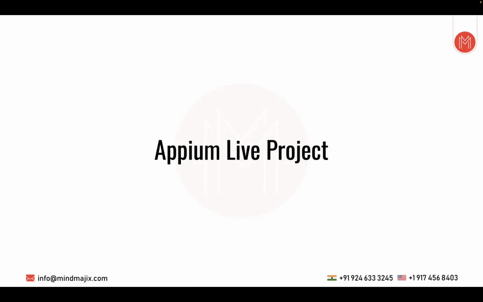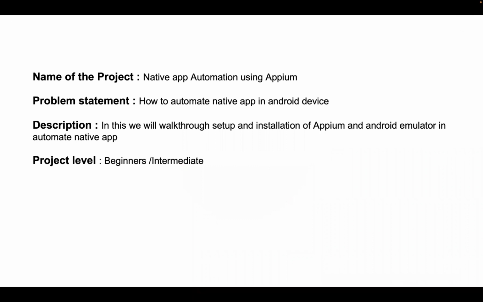So in this live project, what we'll be doing for today is trying to understand all these statements. The project we will be doing is native app automation using Appium. The question is what we'll be trying to resolve here: how to automate a native app on an Android device.